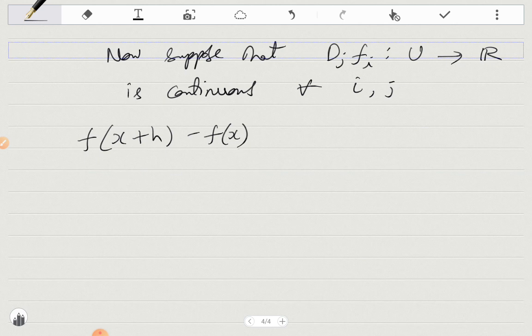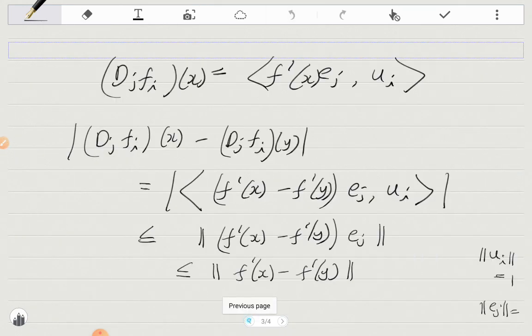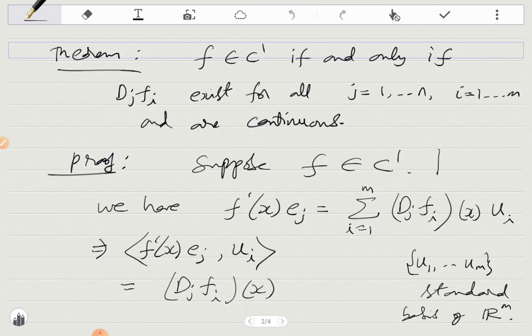The idea is simple. Basically I want to use the same formula. Remember that I had this formula for f prime x acting on e_j in terms of partial derivatives. This of course tells me that if the derivative exists, its action on e_j is given by this.